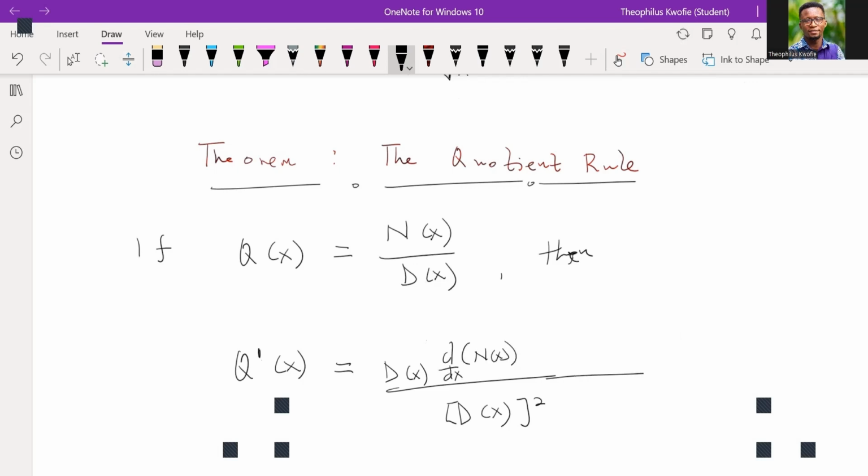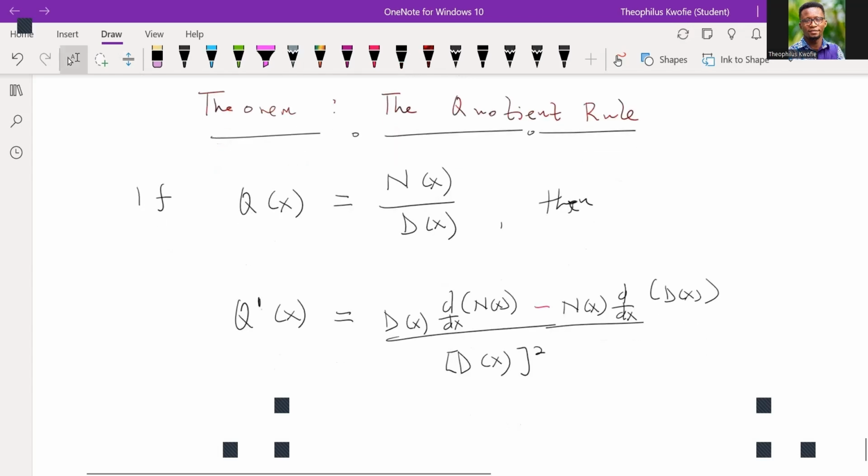Now, a quotient always goes with subtraction, so we use subtraction for that. Let's take note. Remember that in the first instance, D was covered. Now let's cover the N. So you cover the N, then differentiate the D. Is that okay? That's a trick that we use.